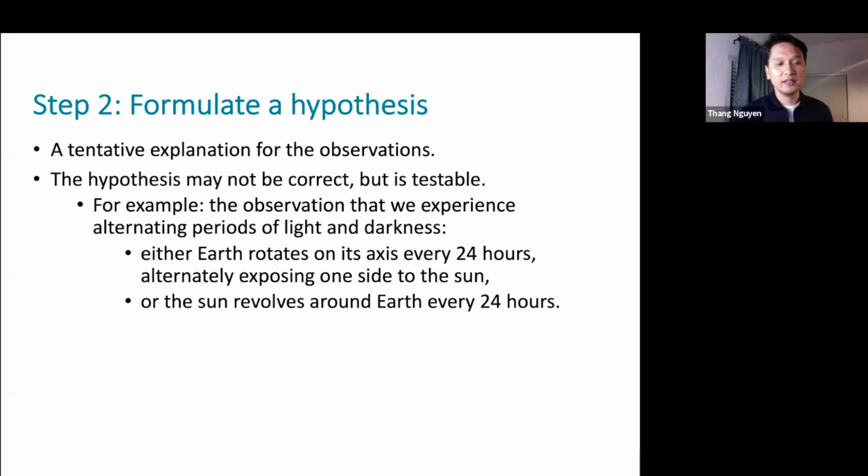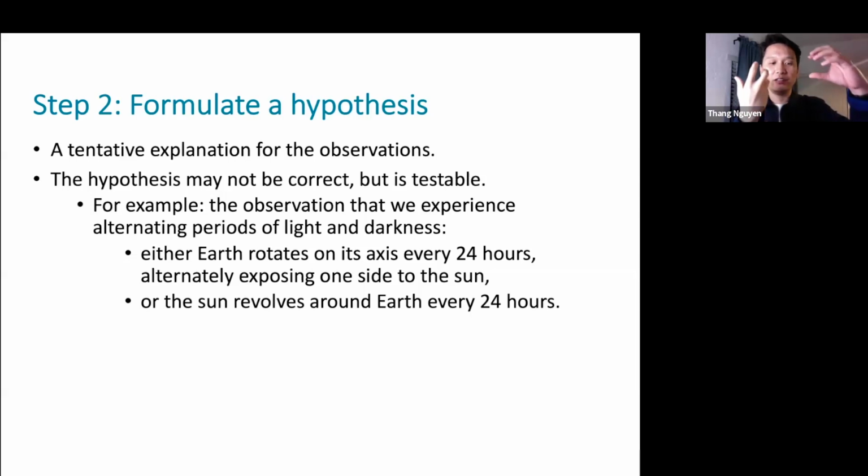The first hypothesis is that the sun is staying still, and the Earth rotates on its axis every 24 hours. Every time you face the sun in that rotation, you see light, and when you face away, you see darkness, right? So that's one observation. That's one hypothesis.